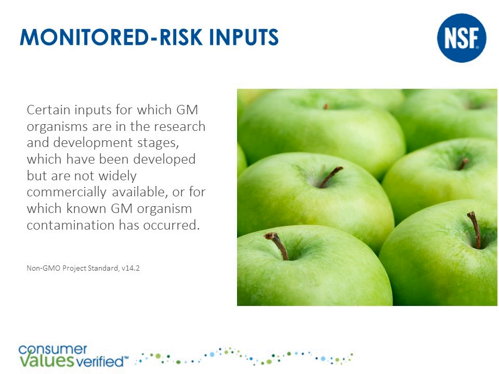Monitored risk inputs are certain inputs for which GM organisms are in the research and development stages, which have been developed but are not widely commercially available, or for which known GM organism contamination has occurred. So some examples would include table beets, flax, mustard, rice, wheat, Arctic apples, sugarcane, and others. The monitored risk list can be found in Appendix C of the Non-GMO Project Standard.